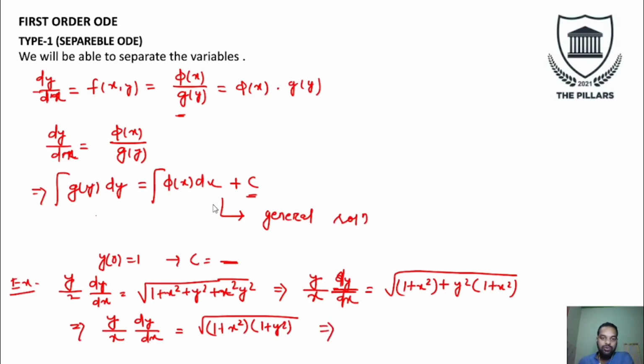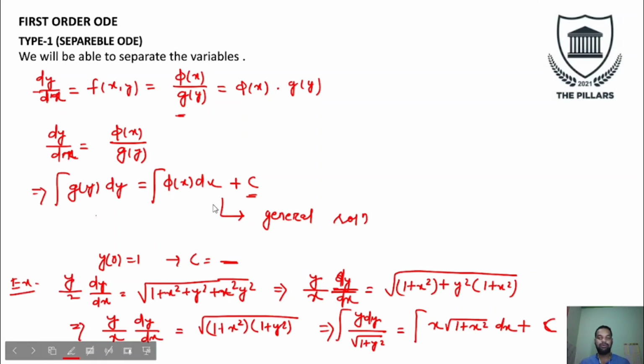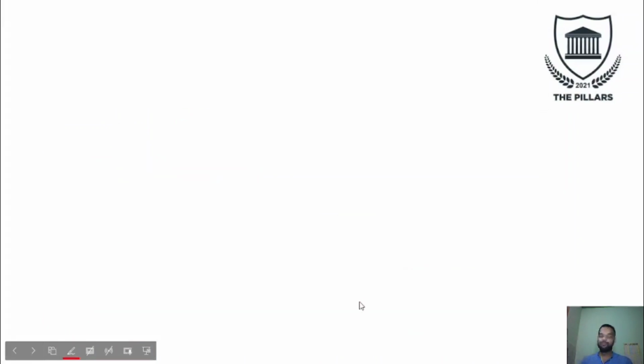We can take this under root 1 plus y square to this side and bring x dx to this side. This will become y dy divided by under root 1 plus y square is equal to x under root 1 plus x square dx. And we can now integrate both sides as the variables are separated now, and there is an arbitrary constant. So you can now try this one. Let me do this one and then I will give you a homework.